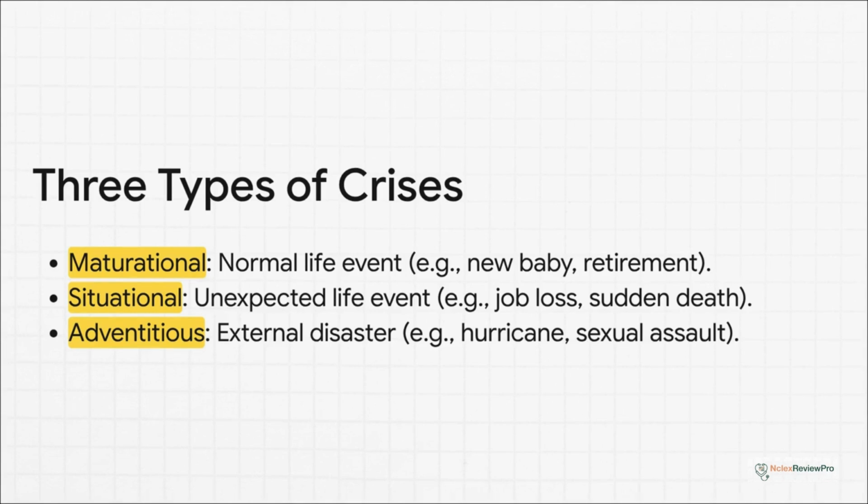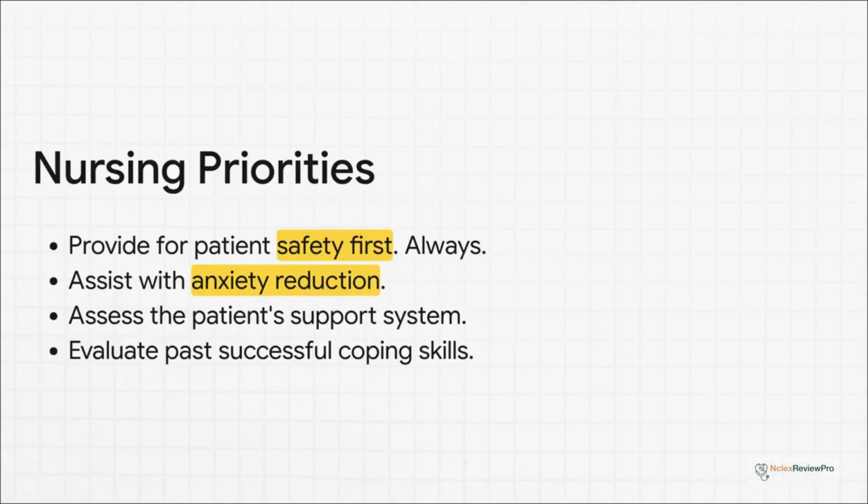But here's the thing. No matter what kind of crisis it is, your priorities are always the same. And safety is always, always number one, yours and the patient's. Once everyone is safe, your goal is to help them regain a sense of control. We do that by lowering their anxiety and helping them tap into their own resources, what's worked for them in the past. Who can they call? That's what we need to figure out.